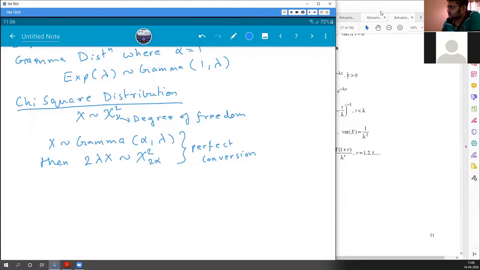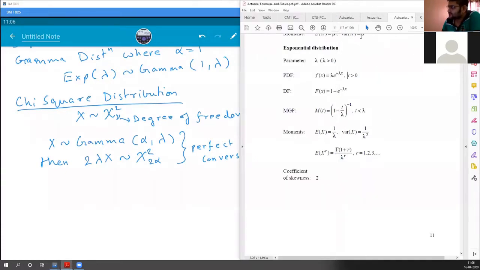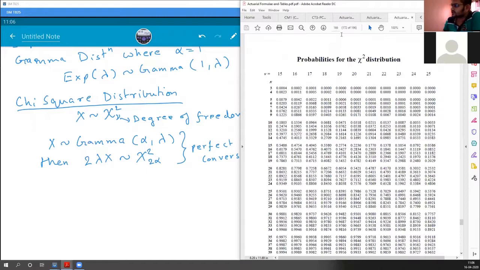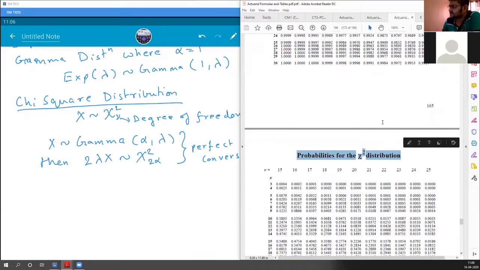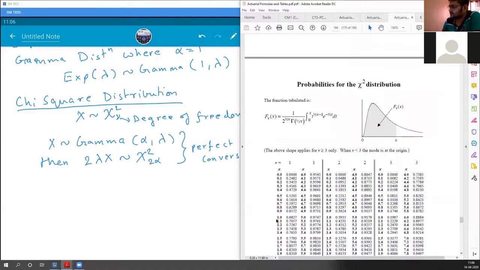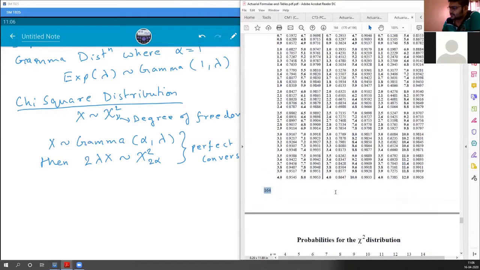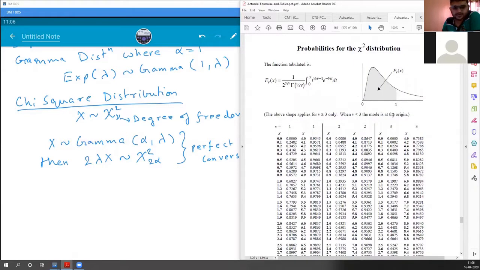This table book, the actual formula book, also has tables given in it. The tables start from page number 160, and in the PDF it becomes 166. So we have the chi-square distribution on page number 166. You can see the probability of chi-square. It starts from 165 actually. No, it starts from 164. So on page number 164 you can see we have our chi-square distribution.